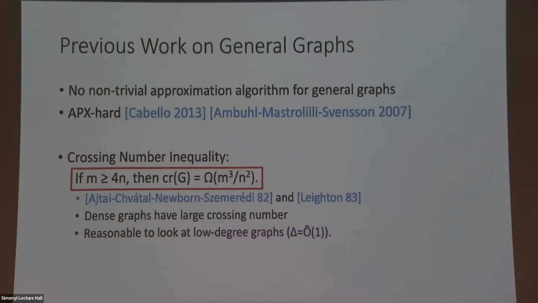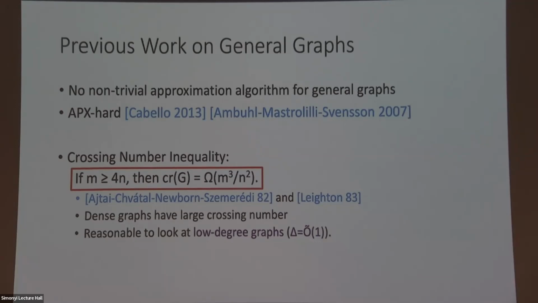But we do have one beautiful result about the crossing number, which is called the crossing number inequality. This inequality says that if the number of edges is larger than 4 times the number of vertices, then the crossing number has to be at least on the order of m cubed over n squared. This was independently proposed by Ajtai, Chvátal, Newborn, Szemerédi, and by Leighton. And I would like to present a very beautiful probabilistic proof of this crossing number theorem.